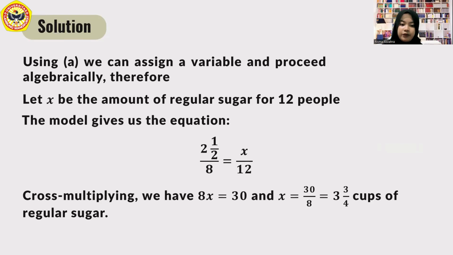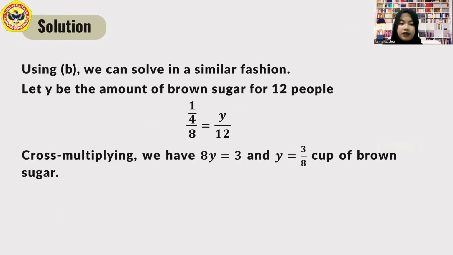So cross multiplying, we have 8X equals 30, and X equals 30 over 8, which equals 3 3/4 cups of regular sugar. Using B, we can solve in a similar fashion. Let Y be the amount of brown sugar for 12 people. So 1/4 over 8 equals Y over 12. Cross multiplying is the same as before, so we have 4Y, and 1/4 times 12 is 3. So 4Y equals 3, and Y is 3/8 cup of brown sugar.